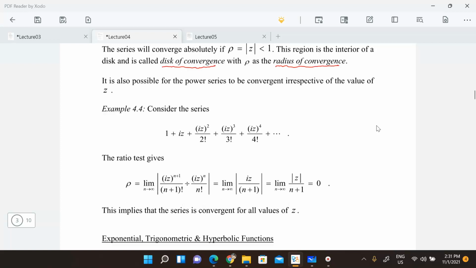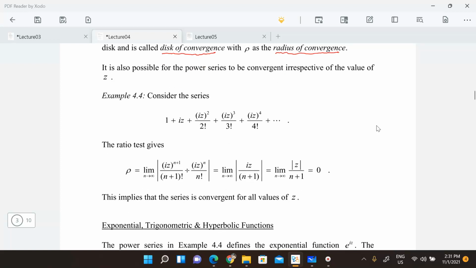You might want to see some other case here where your radius of convergence is actually infinite. So we consider this particular series. What's the n term here? The n term would be i z to the n divided by n factorial. And what's the n plus 1 term? It will be i z to the n plus 1 divided by n plus 1 factorial.